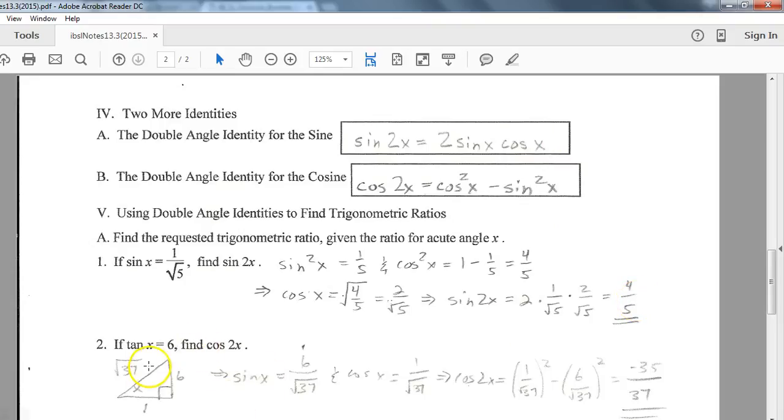And then real similar with this one, if the tangent of some angle is 6, well, we know tangent does opposite over adjacent. So think of this as 6 over 1. If I identify an angle, tangent is opposite over adjacent, and now I can use the Pythagorean theorem to get the hypotenuse. And so now I can identify my trig ratios from that triangle. Here would be my sine value, here would be my cosine value, and now I have all the information I need to plug into the double angle formula for cosine that you see right here in order to get my solution.